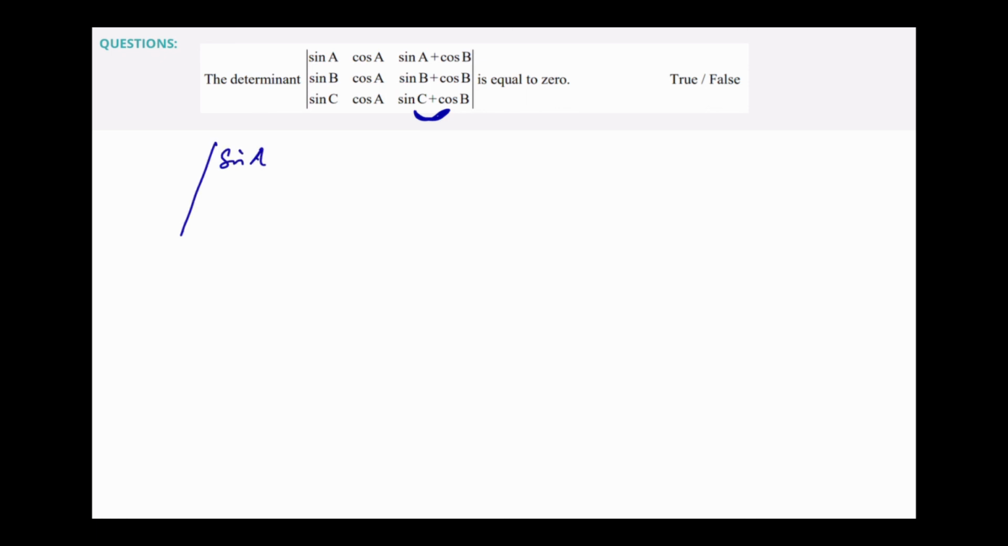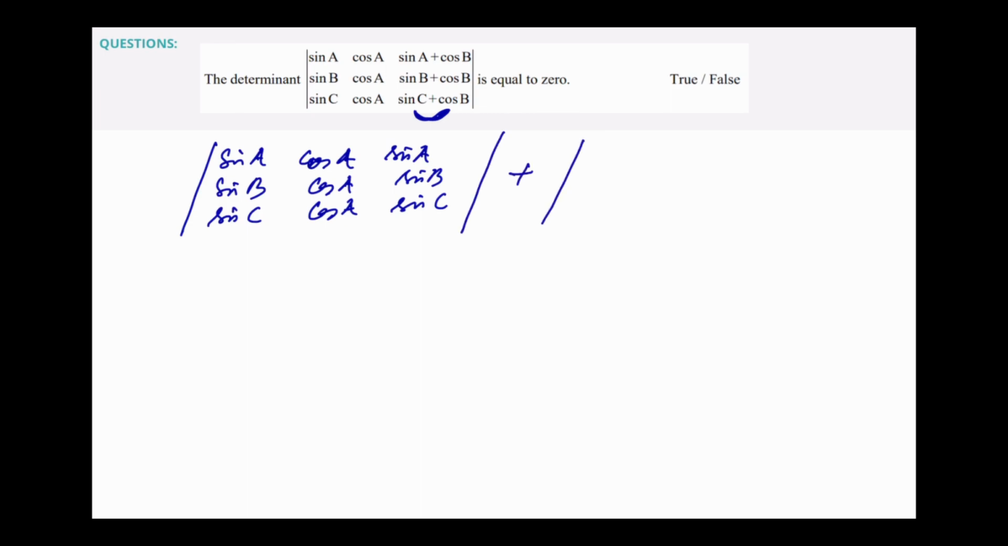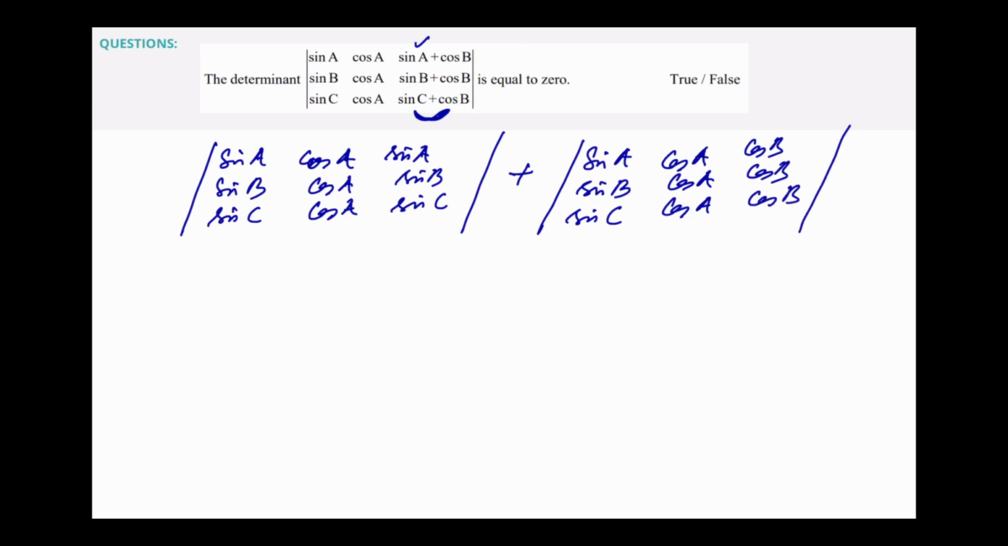So let's split it up. So we have sin A, sin B, sin C, cos A, cos A, cos A, and we have taken sin A, sin B, sin C. The moment you see this one plus, I've taken for the first determinant this one, and for the second one I'll take sin A, sin B, sin C, cos A, cos A, cos A, and cos B, cos B, and cos B. So if I see this and this, the moment I take it out, they're proportional. It will be 1, 1, 1 and 1, 1, 1. So very easily you can say it is 0.